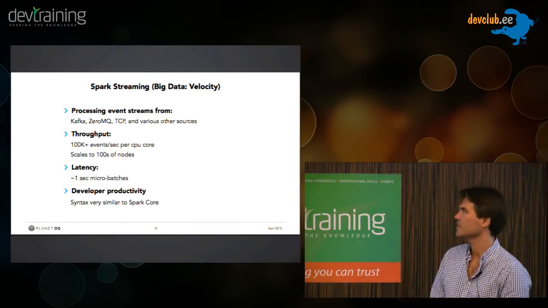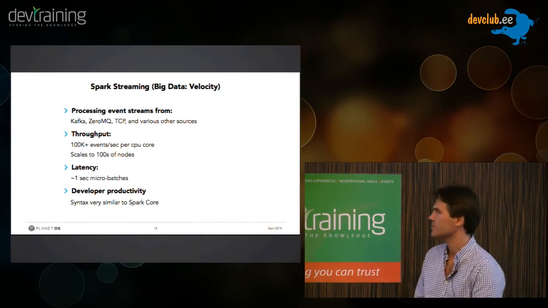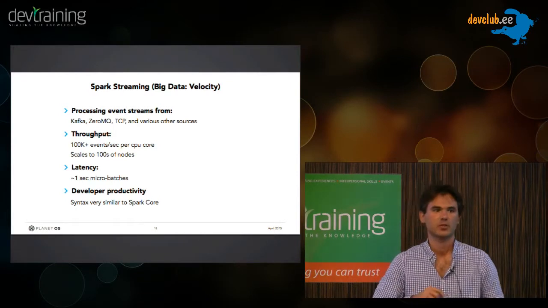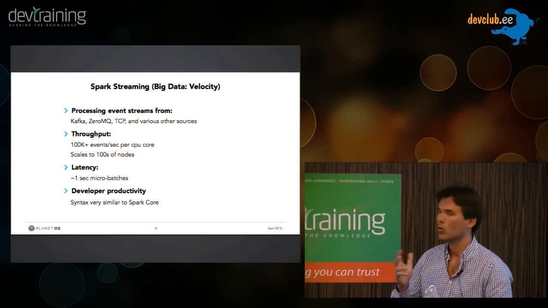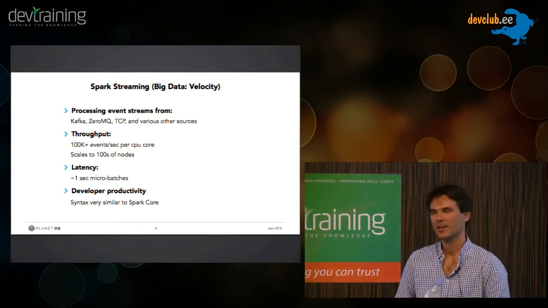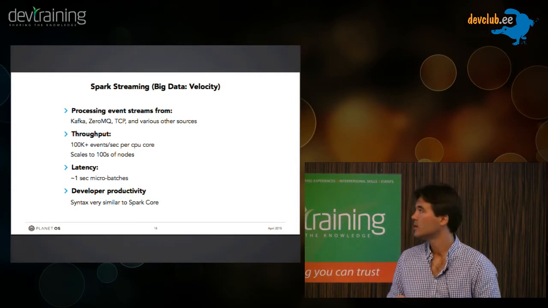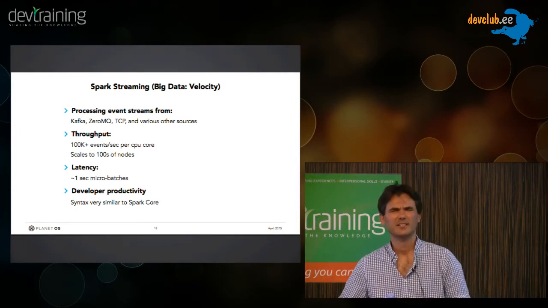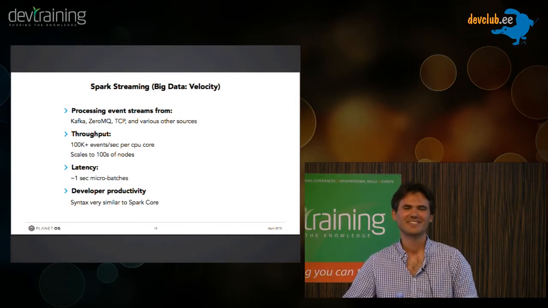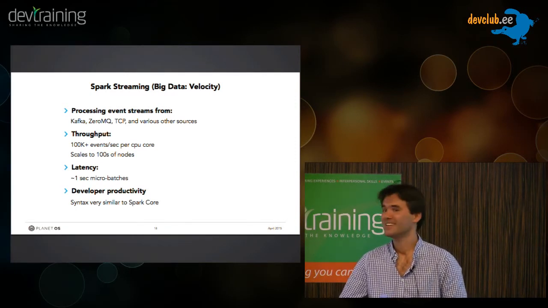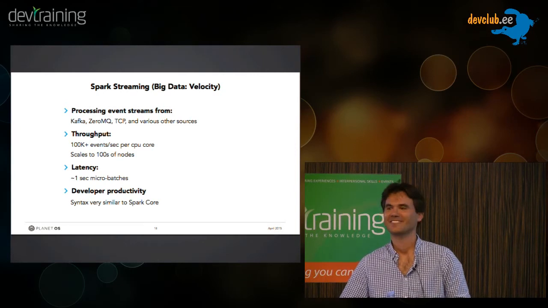And yeah, so really their main selling point is productivity and the fact that it's very similar to Spark core syntax. And you can actually reuse pieces of your Spark programs inside Spark streaming. Did anybody understand anything of what I'm saying? Any questions? Yeah? Okay.